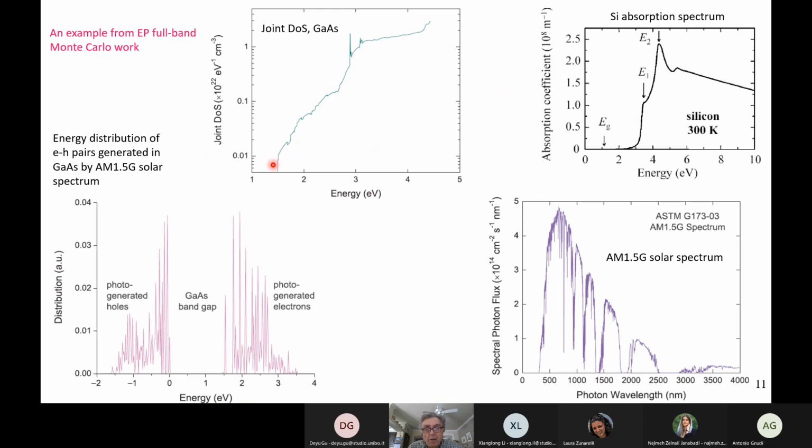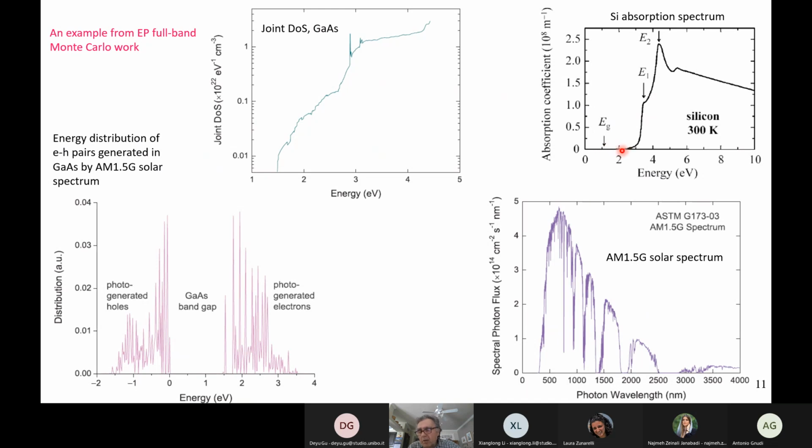This is for gallium arsenide. You have a very sharp absorption threshold at the gap. For silicon, you see that there is quite a sharp increase at the direct gap, which is a little bit above 3 electron volts. And there is a very soft threshold, which extends all the way down.